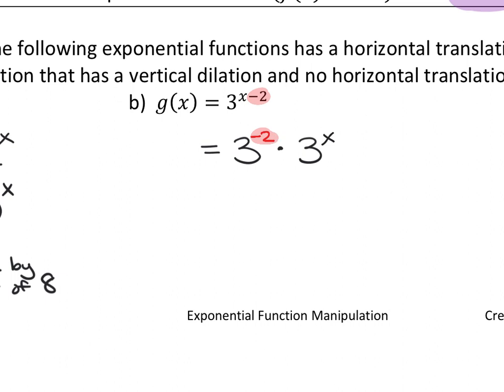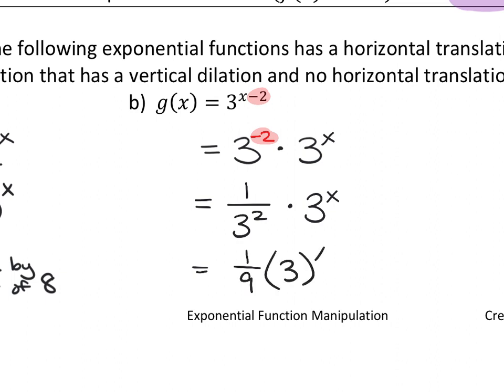Well, what is 3 to the -2? Good idea. Think back to the top of the paper. We have a negative exponent rule. What does that mean I can do with that negative exponent? Put it on the bottom. Okay, so this is 1 over 3 squared times 3 to the x. And what is 3 squared? 9. This is actually 1/9 times 3 to the x.